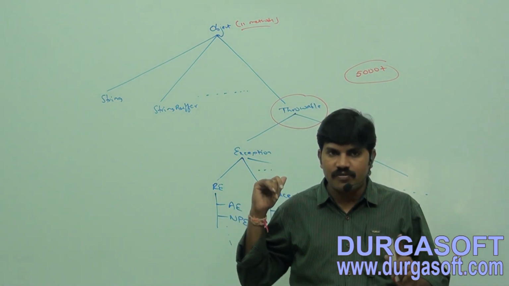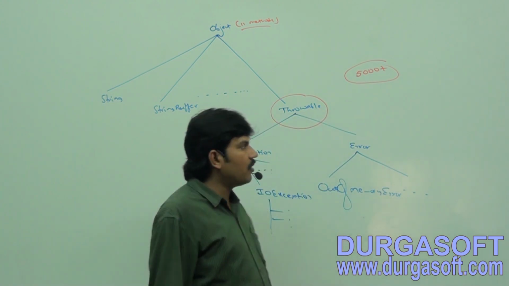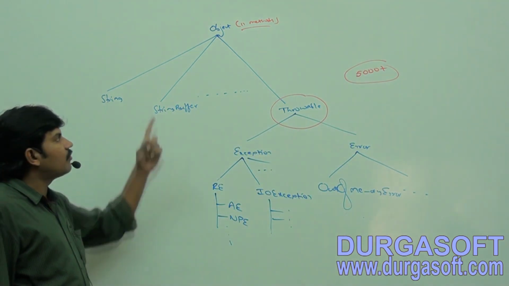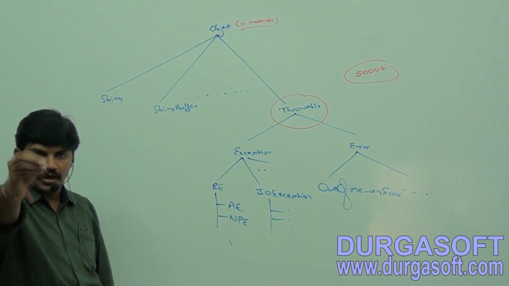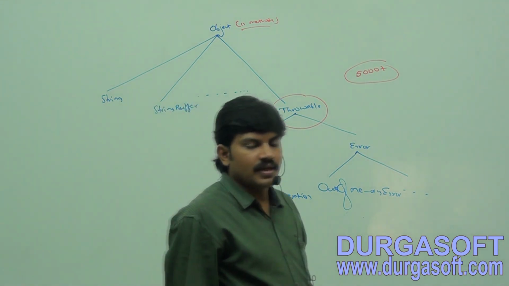Is any explanation required for you people? Okay, that's all. Make sure you have clear clarity on why Object acts as a root, why Throwable acts as a root for the Java exception hierarchy, and so on.